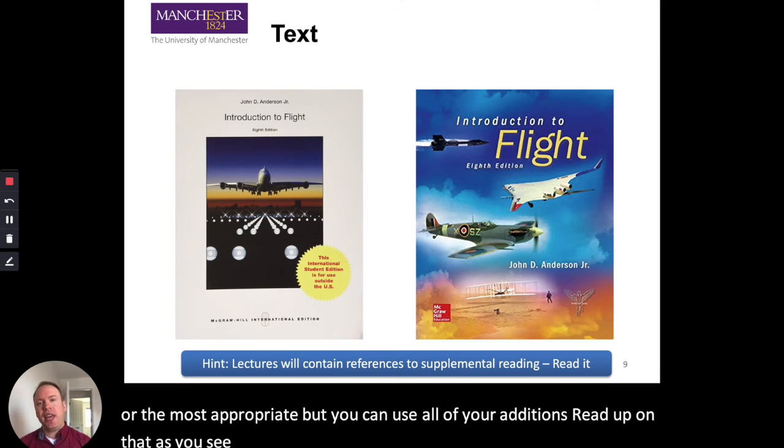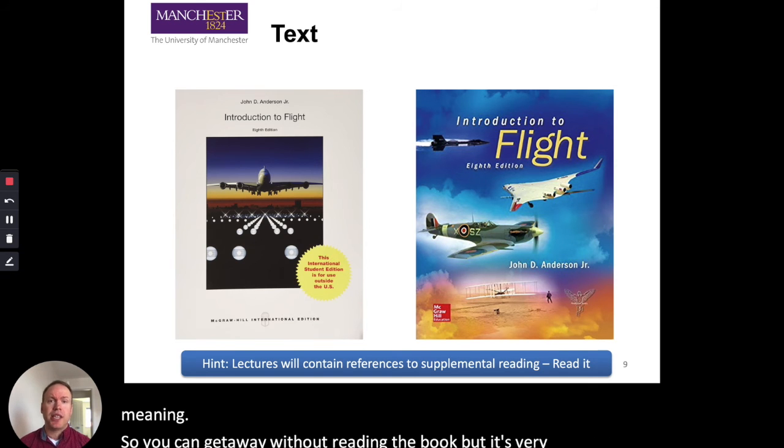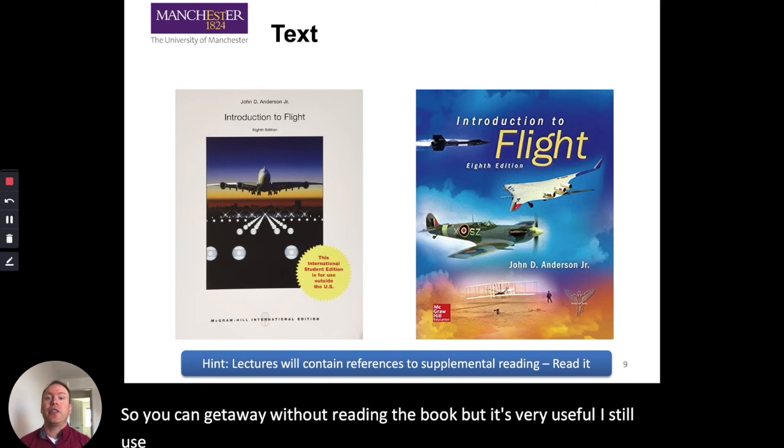There's nothing in this book that isn't in our lecture videos that will be examined. So the book only adds depth, context, and meaning. You can get away without reading the book, but it's very useful. I still use this as a reference today, and I took this type of unit over 25 years ago.